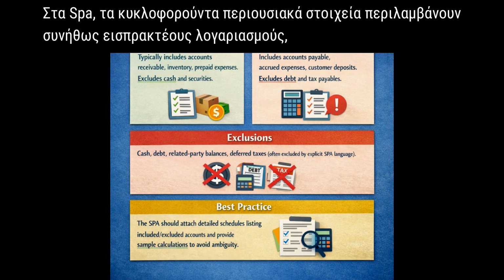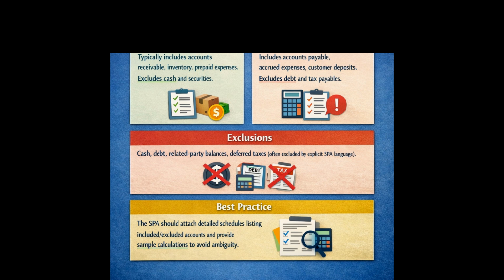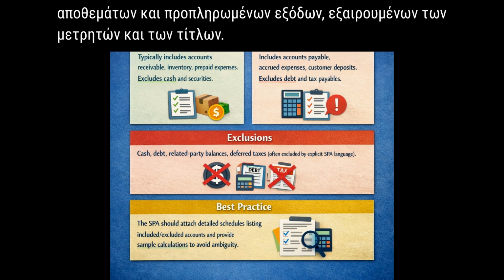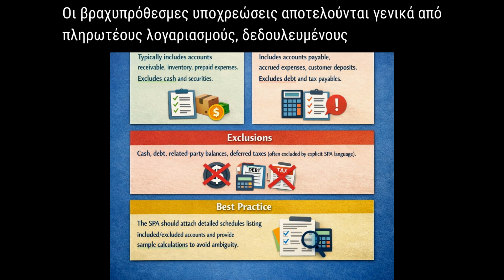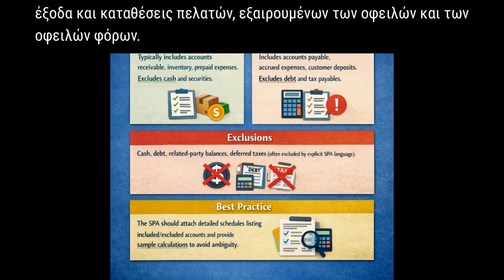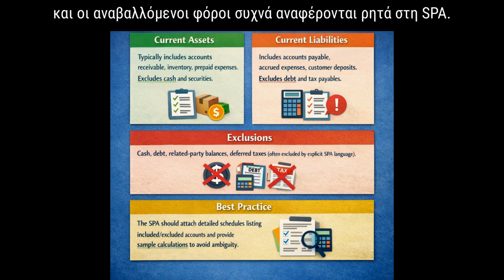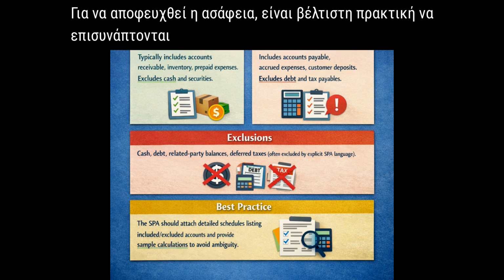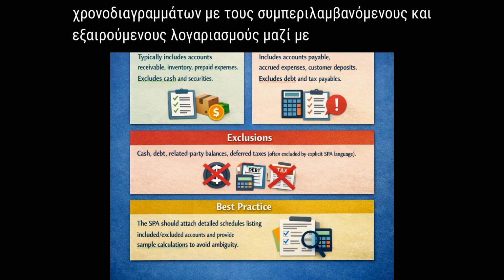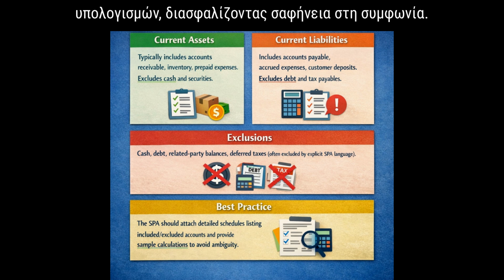In SPAs, current assets typically include accounts receivable, inventory, and prepaid expenses while excluding cash and securities. Current liabilities generally consist of accounts payable, accrued expenses, and customer deposits, excluding debt and tax payables. Specific exclusions such as cash, debt, related party balances, and deferred taxes are often explicitly stated in the SPA. To avoid ambiguity, it is a best practice to attach detailed schedules listing included and excluded accounts, along with sample calculations, ensuring clarity in the agreement.